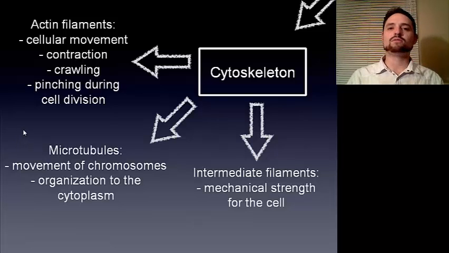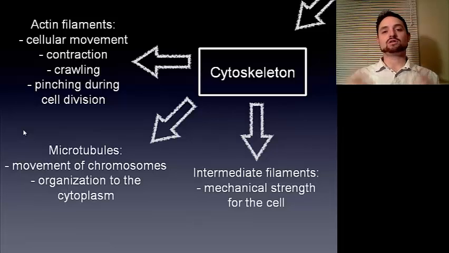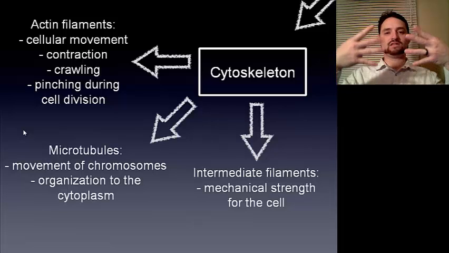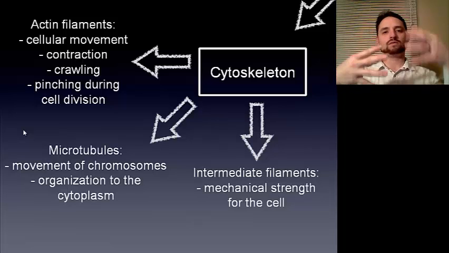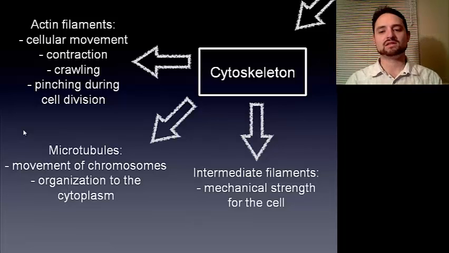Microtubules, these are for movement of chromosomes, organization of the cytoplasm, stuff like that. So whenever you look at mitosis, for instance, going on, you'll see that the chromosomes get lined up in the middle and you have these spindle fibers. Those are microtubules that connect those chromosomes and move them around and then pull them to opposite sides and stuff like that.